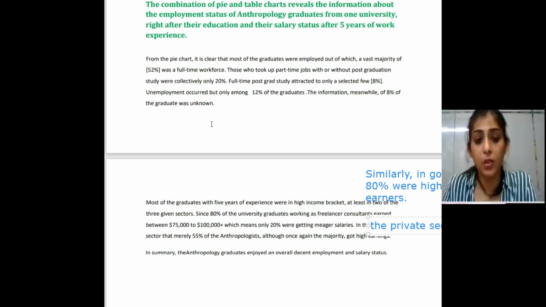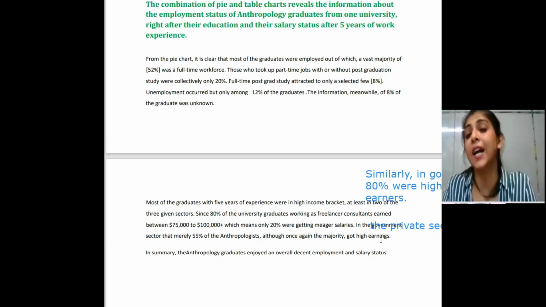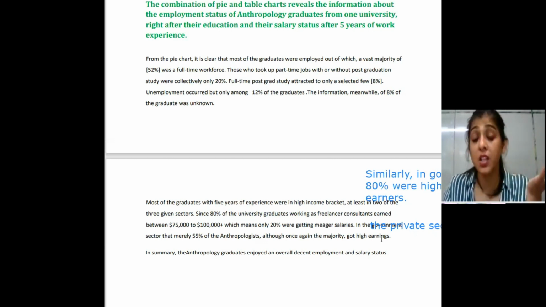In the private sector, what was that? Merely 55% of anthropologists, although once again the majority, got high earnings. Merely, which means earlier it was 80% in case of your freelance consultants. In case of your government sector, the data was 80% each. 80% of anthropologists were high income earners, but here we have only 55, though that's the majority once again.